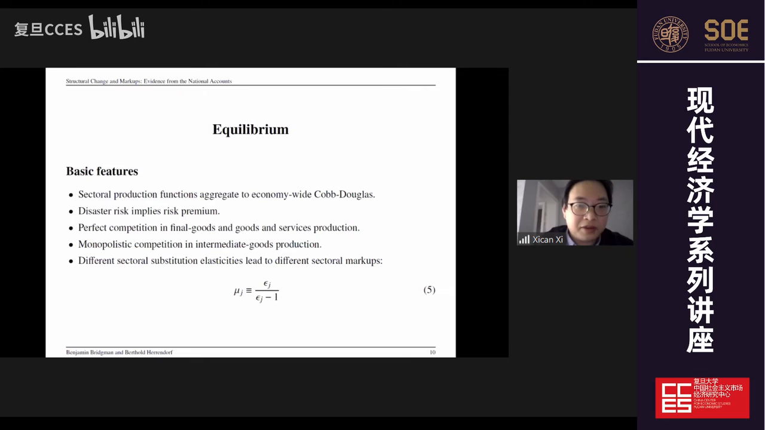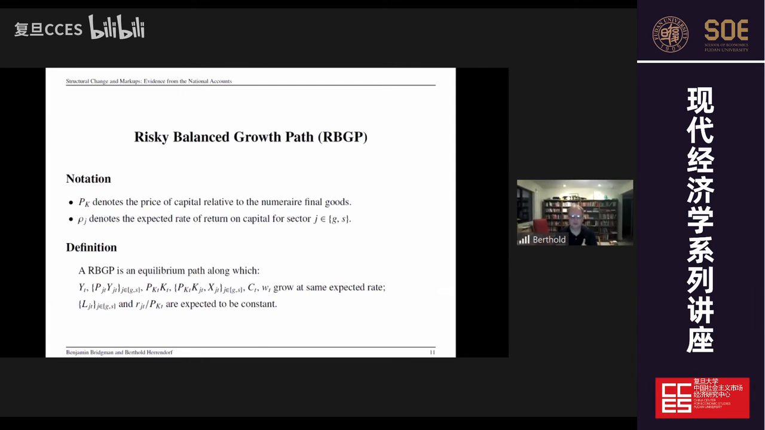Okay, now the risky balanced growth path. We're going to denote by PK the price of capital relative to the numeraire final goods. Final goods are the numeraire, so the final goods price is 1. And we're going to denote by rho J the expected rate of return on capital in sector J. So a risky balanced growth path is essentially a balanced growth path where, in expected terms, everything grows at a constant rate, and actually at the same rate.